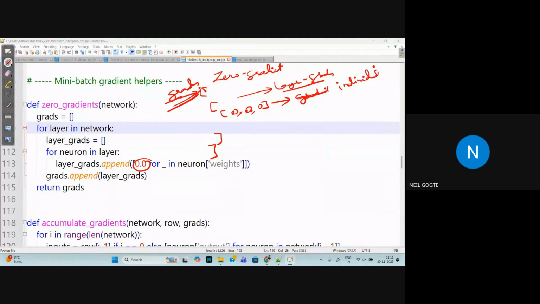So for every batch, what will I do? For every sample, I'll accumulate the gradient. That is, I'll accumulate the derivative, but I'll not apply it. I'll accumulate the gradients for the entire batch. I'll keep adding them up, and then I will take the mean and apply it when I say apply gradient. Now let's see how accumulate gradient works.